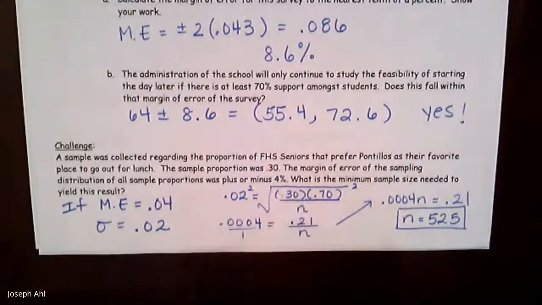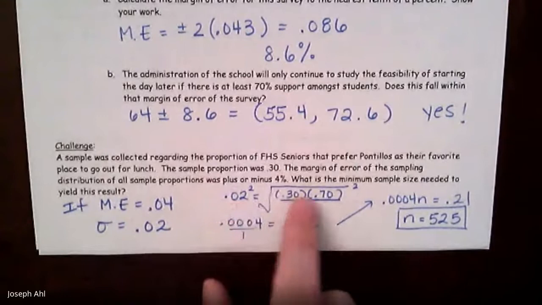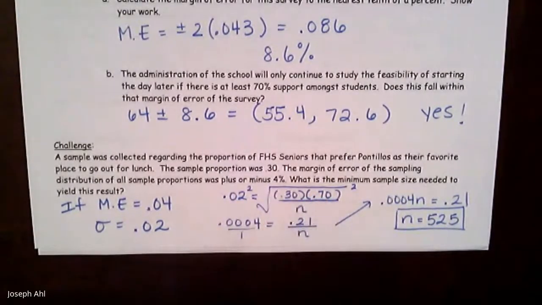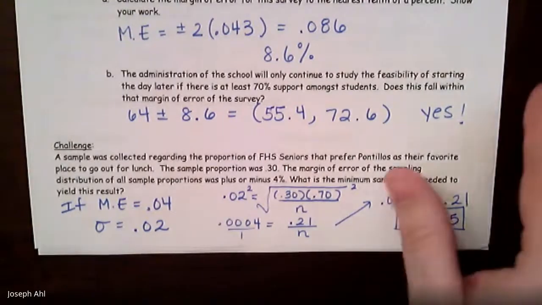So I plugged in what I knew. I knew the standard deviation already. We know the P and Q values. And then solving that algebraically for N, I got that the sample would have to be 525, which kind of makes sense because that's about the graduating class of Fairport High School. So that at least is a number that made some sense in this context. Okay, all right, if we're good with that, this should be a really quick lesson for day 11.